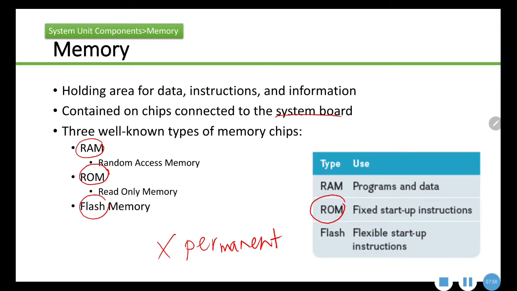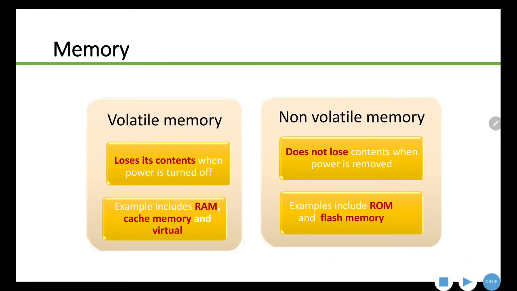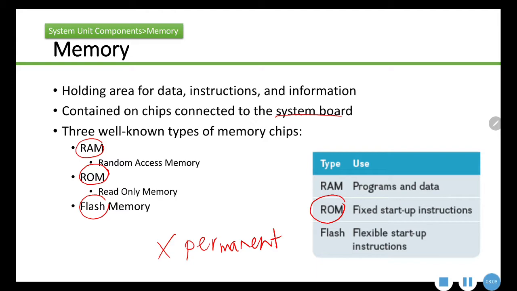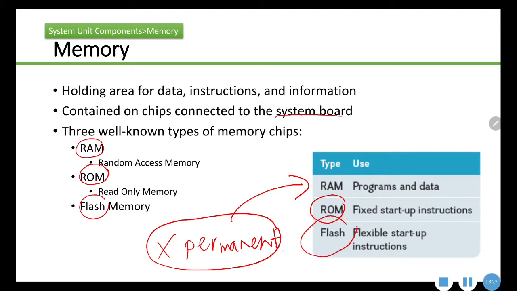And then flash memory is for flexible startup instructions. The not permanent part only refers to RAM, because RAM holds programs and data, but ROM has that information stored and it will be there forever, and the same goes for flash memory. But RAM is not permanent, it will be lost. For example, if there is a power cut, then the information will be lost. Let's go to the next slide.